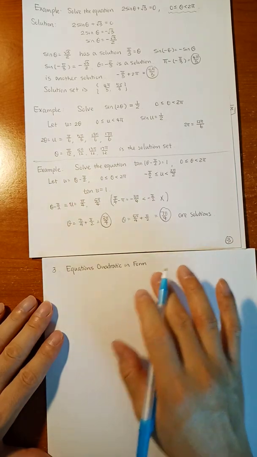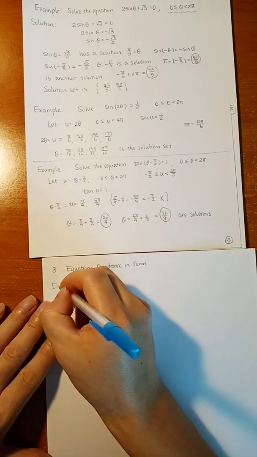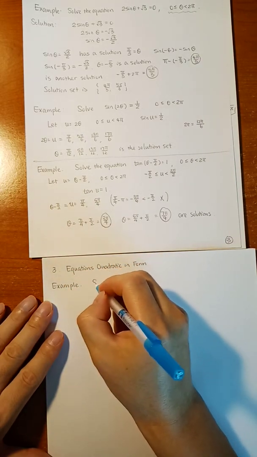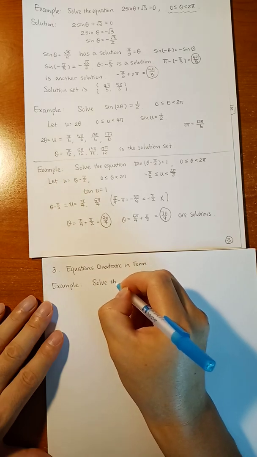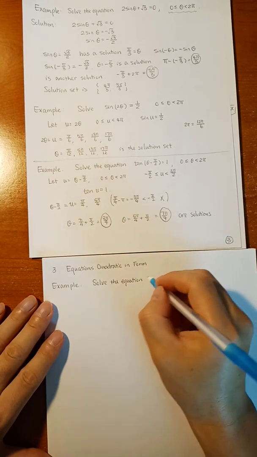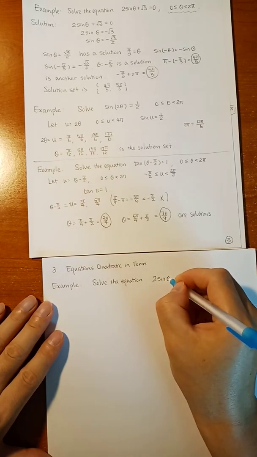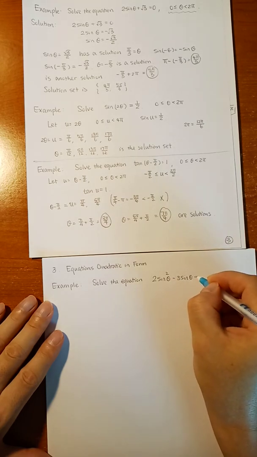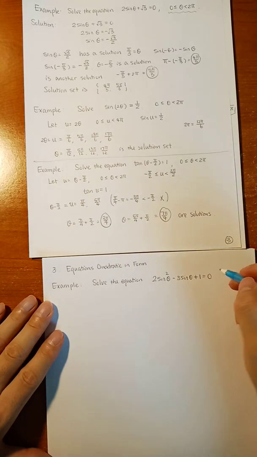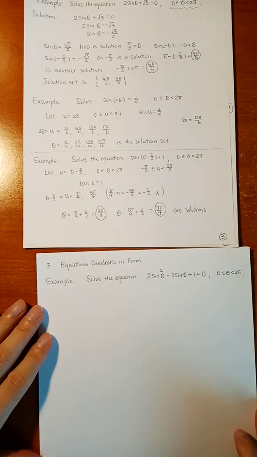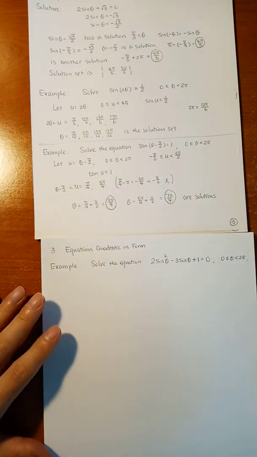The equations quadratic in form. Okay, so solve the equation 2 sine squared theta minus 3 sine theta plus 1 is equal to 0, where theta is between 0 and 2 pi. So we have a quadratic equation, quadratic in form.